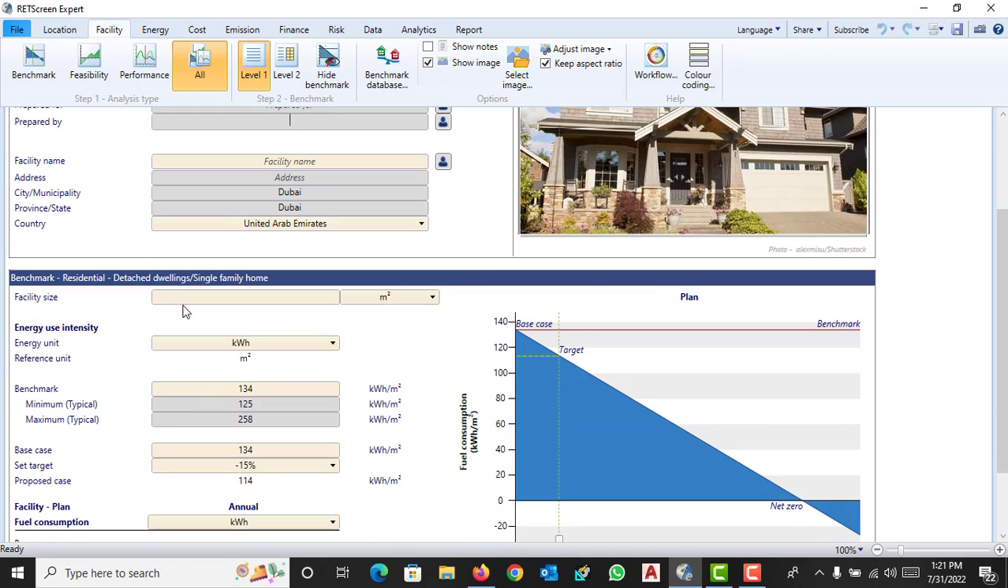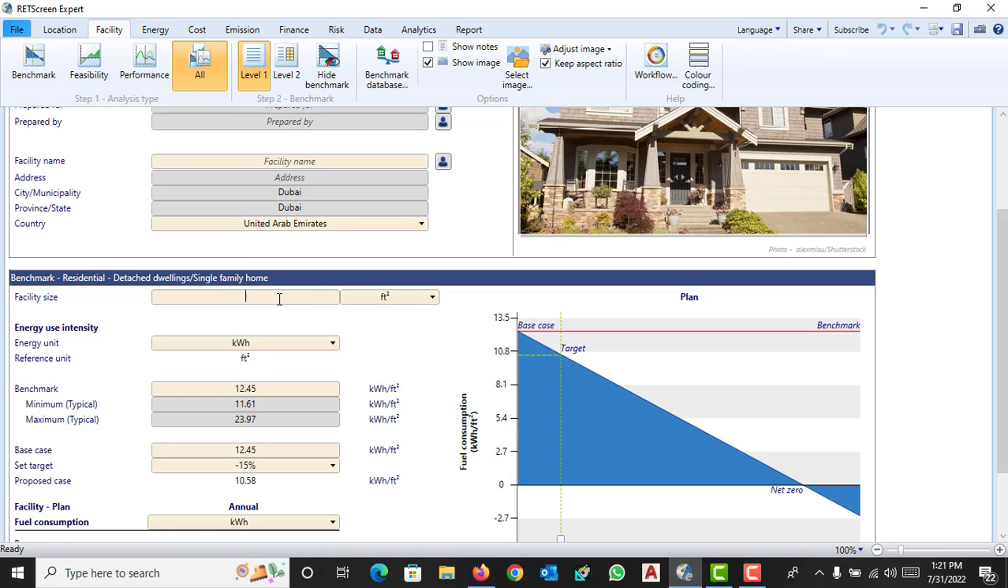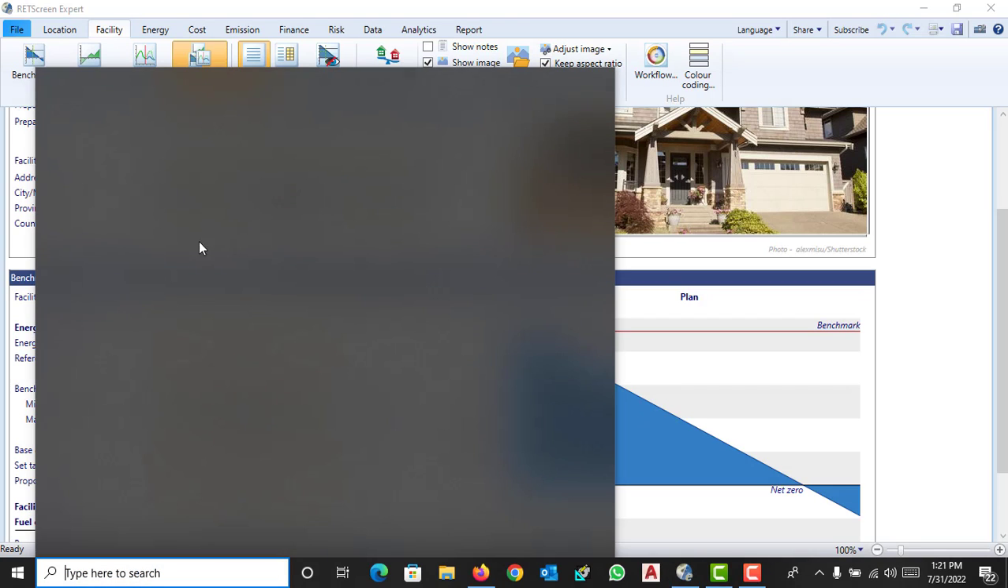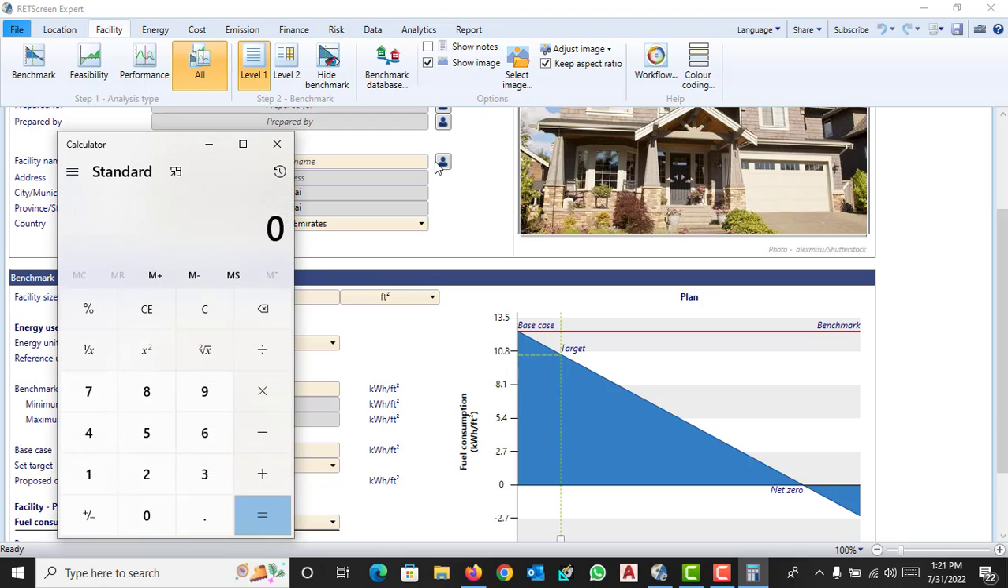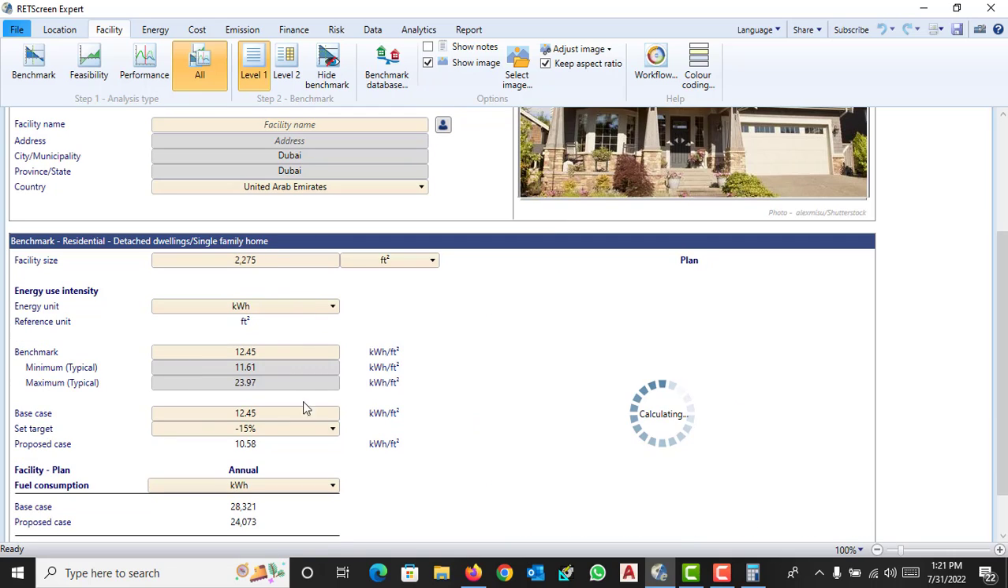And second one, you will move toward the facility size. What is the size of your building? Total area in meter square, or in feet square. Like if I just select feet square, a normal house, a small house is roughly 35 by, about 2275 square feet. You can calculate your own home area and just put it here.